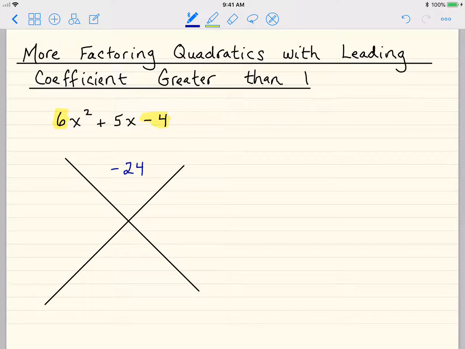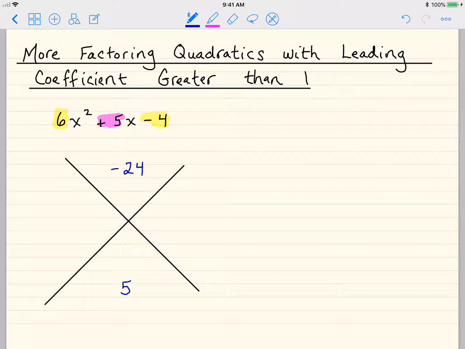And then what goes at the bottom of the X is your B value. And so the B value is this +5. So I'm going to go ahead and put 5 down here. And what you're looking for is two numbers that multiply to give us -24 that add up to +5.